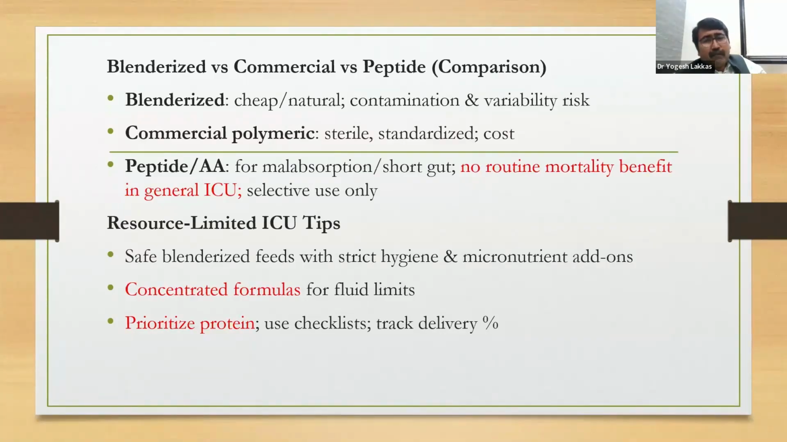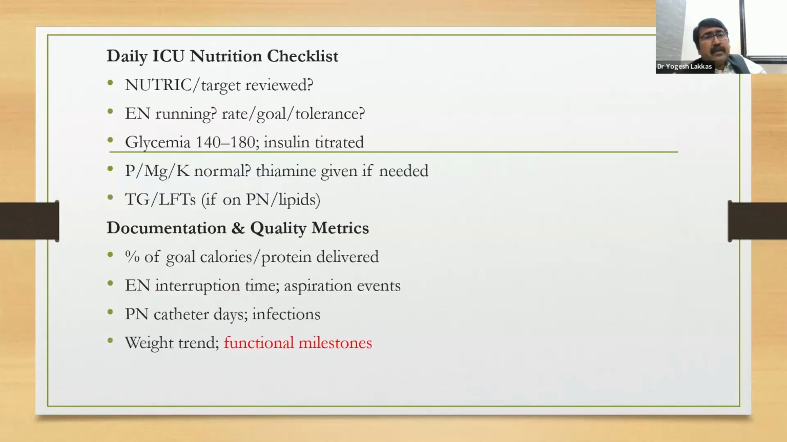Concentrated formula for fluid limits. Prioritize protein always. Use a checklist and track the delivery. Always make a checklist in the ICUs while formulating nutrition for a patient. Daily ICU nutrition checklist that matters. NUTRIC score, as and when required, you can calculate. Then enteral nutrition: whether the goal is achieved or you need to escalate, and whether the patient is tolerating your enteral nutrition, that you will have to watch.